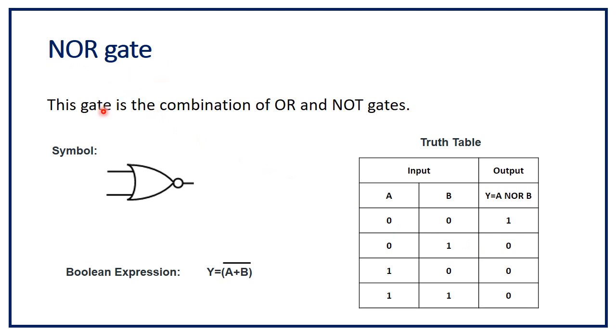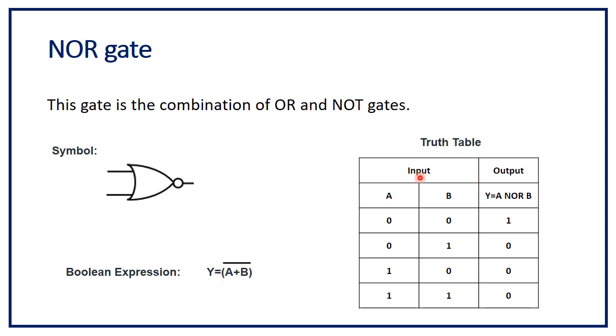NOR gate. This gate is a combination of OR and NOT gates. This is the symbol of the NOR gate. This is the symbol of OR, and when we add a bubble in front of OR, it becomes NOR. So we can say it is OR plus NOT. Boolean expression: Y is equal to A plus B. As we know, the logic expression for the OR gate is A plus B, and for NOR, take its complement. So it will become the logic expression for the NOR gate.